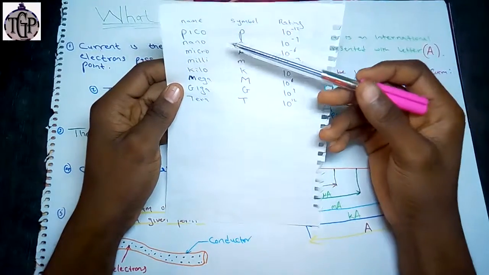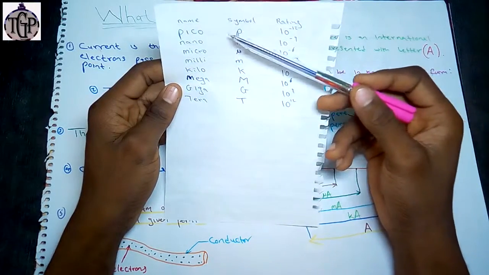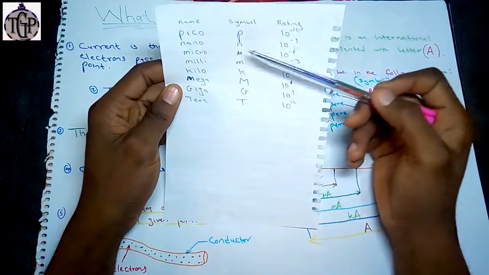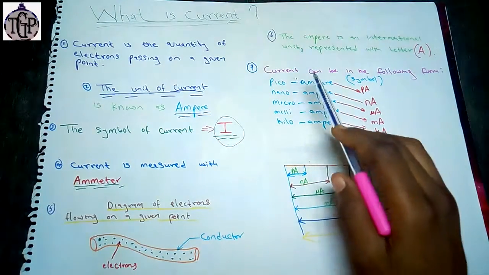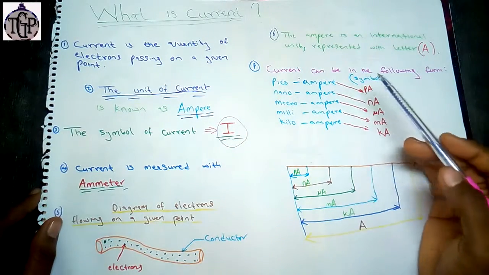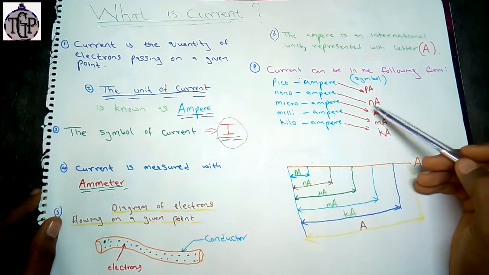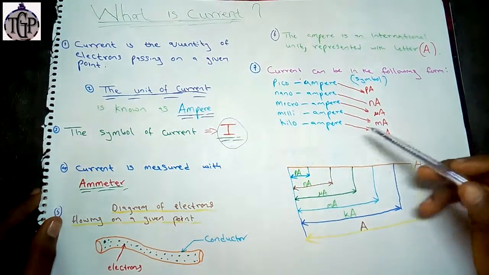I want you to know that current can be in this form. You can measure current in picoamps, nanoamps, which is represented here. Whenever you see PA, that means it's talking about picoamps, or NA is talking about nanoamps. Let me further explain this.